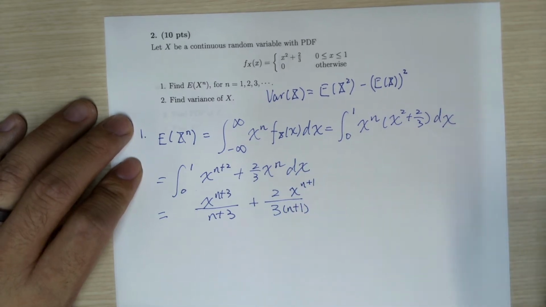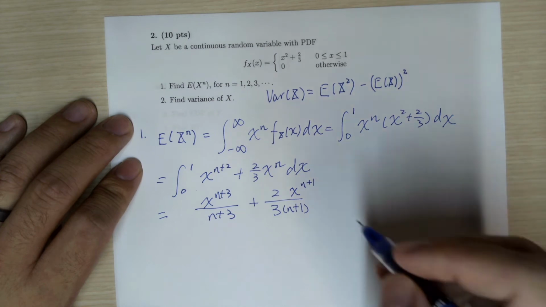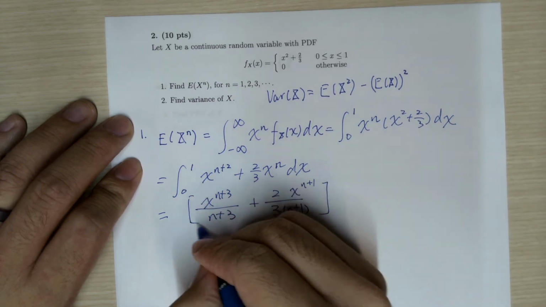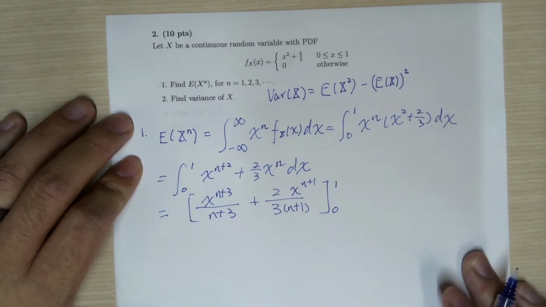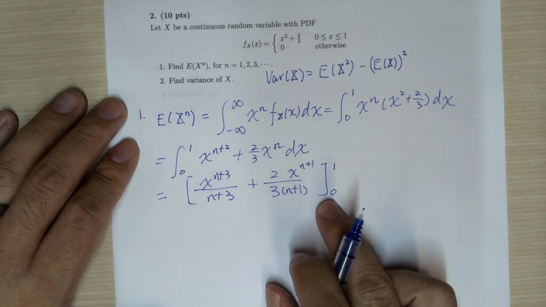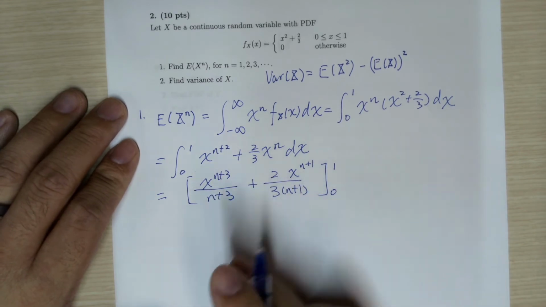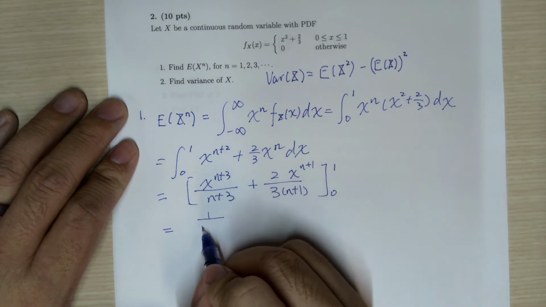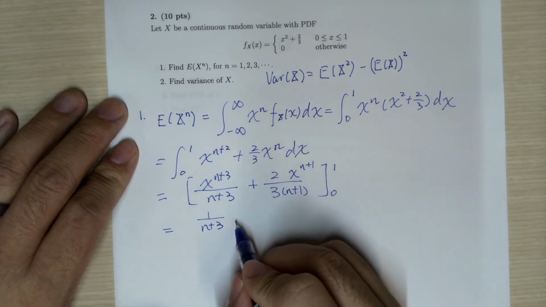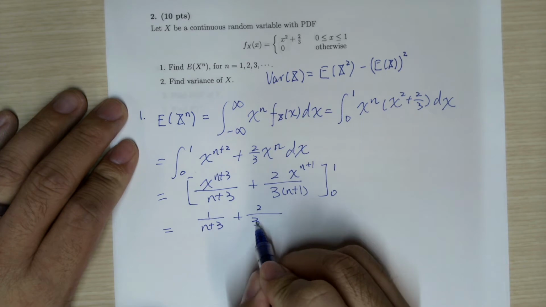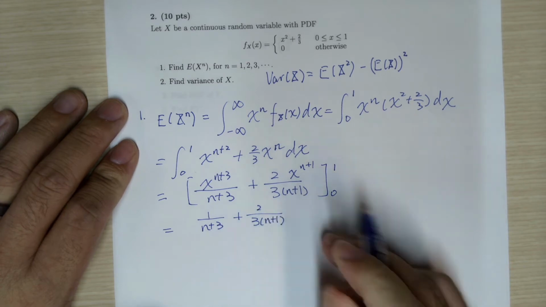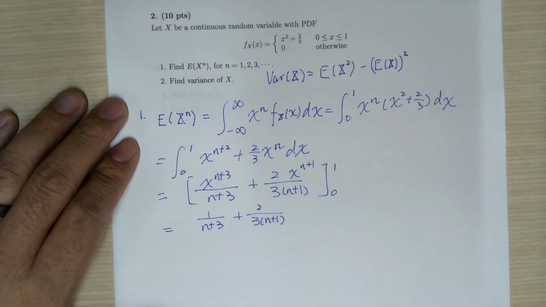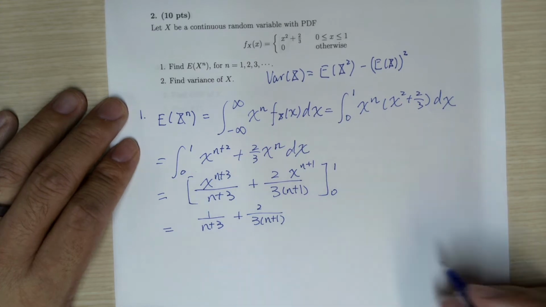And then evaluate it from 0 to 1. So we know that when x equals 0, this part is 0, and when x equals 1, so you derive 1 over n plus 3 plus 2 over 3 times n plus 1. Okay. And yeah, so that's it.